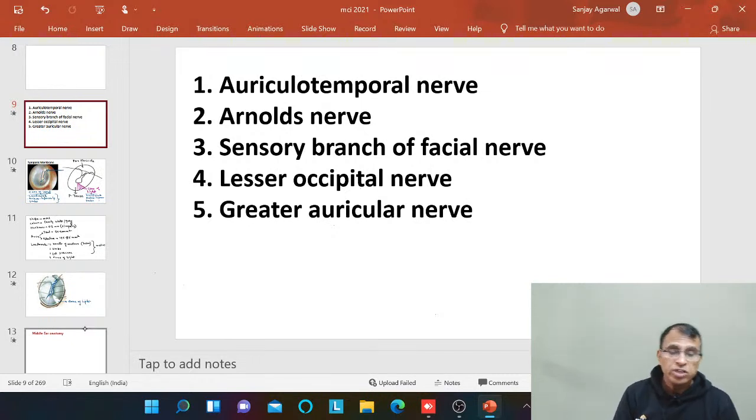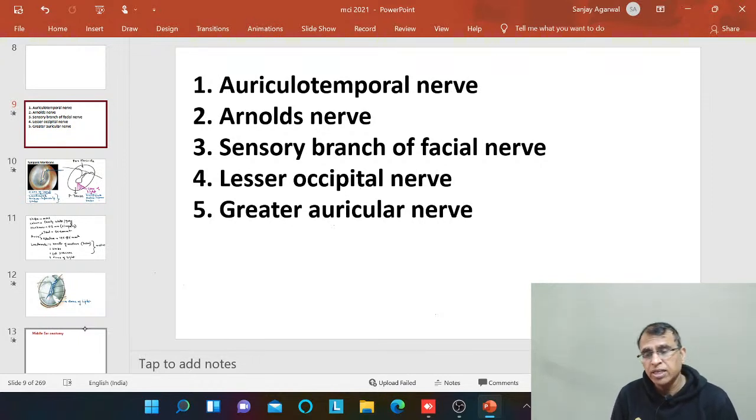But wherever you have more than three names, it becomes important MCQ. कहीं पे भी पूरा medicine में ये दिमाग में रख लो. If you have more than three names, it is automatically MCQ. चाहे पांच है तो MCQ. Auriculotemporal, Arnold's, sensory branch of facial, lesser occipital, greater auricular.